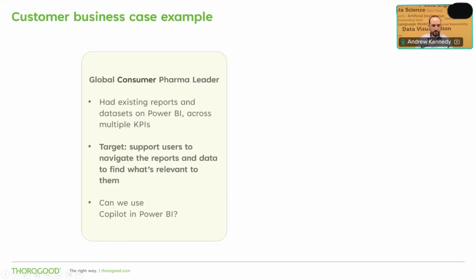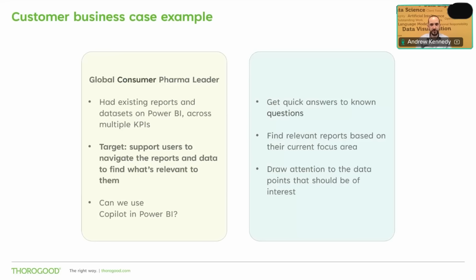So to talk about Copilot with a bit more specificity, let's take a look at a specific business case example where we've been working with a global consumer pharma company. We'd already been working with them on a series of existing reports and data sets that we built out with them on Power BI, helping them analyze across various different key performance indicators for their organization. But moving on from that, what we wanted to consider was how do we support users to navigate the reports and data that we built and find what's relevant to them. As we're expanding the user base, we want to think about how we get users right to the information in the reports that is going to be most relevant. And the question there is: is there anything in Copilot and Power BI that will help us with that? What can we make use of within that tooling to achieve the goals of that project?